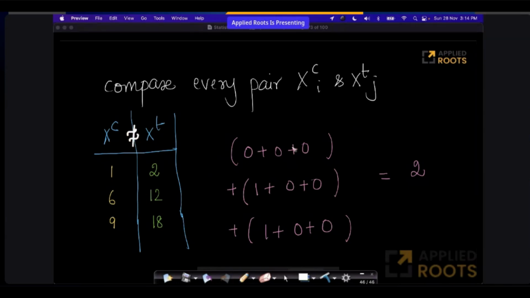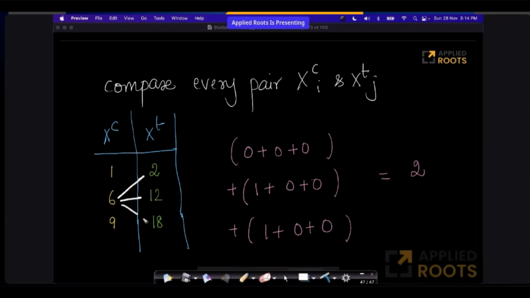Now, when I compute the U statistic, what happens? So 1 compared with 2, 1 is less, so 0. 1 is less than 12, 1 is less than 18, so all 3 zeros. What about 6? 6 is greater, so you got 1.